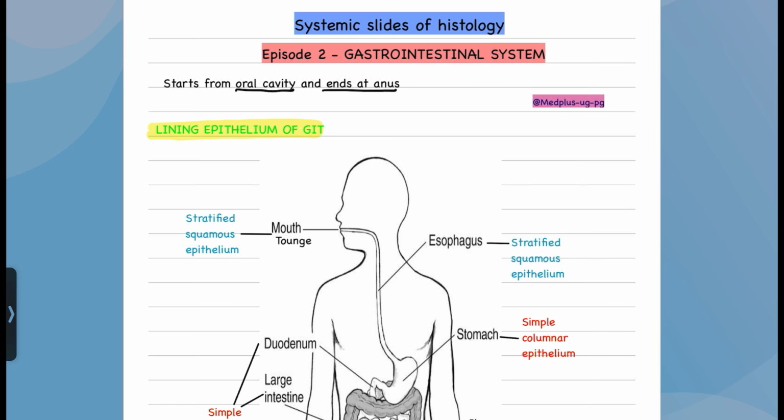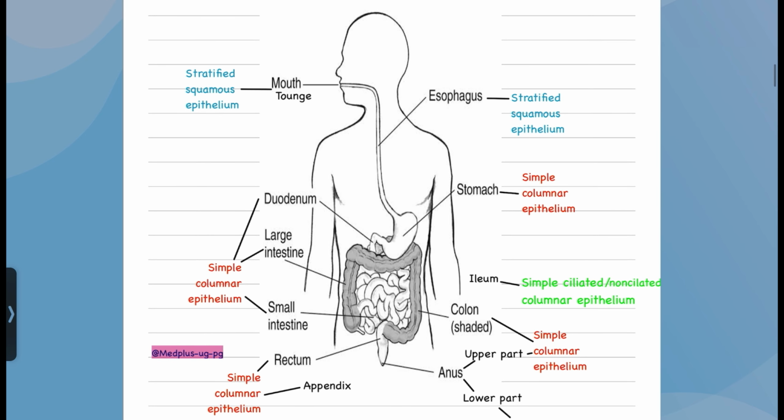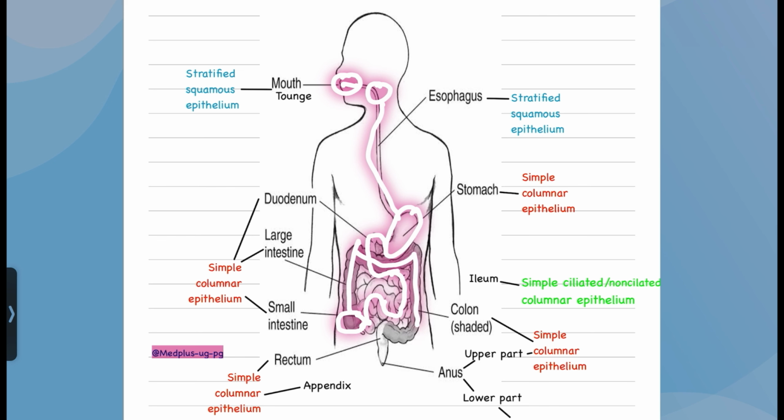Gastrointestinal system starts from the oral cavity and ends at the anus. We will see the parts of the GIT. First, it starts with the oral cavity that contains tongue, and then it enters the pharynx, then esophagus, then stomach, continues as a duodenum, then jejunum, then ileum. Ileum continues as a larger part of the large intestine called the cecum, then ascending colon, then transverse colon, descending colon, sigmoid colon, and last we have rectum and anus. And another part which we missed out is the appendix.